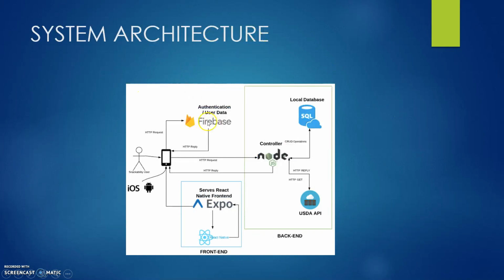As for the system architecture, we have basically an SQL database and the USDA API. This is where snacks are stored. We have a Node and Express app that serves HTTP requests, and the client which makes the requests. All user information is stored in Firebase, and then the front end is built with React Native and Expo.